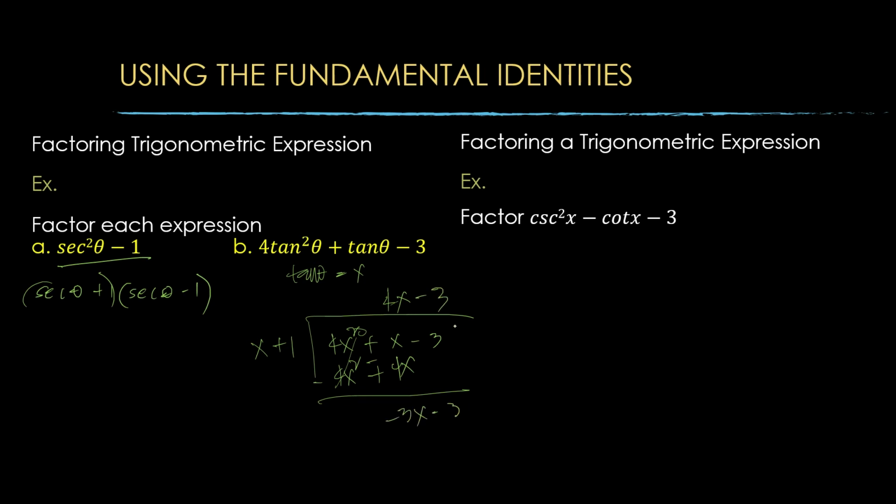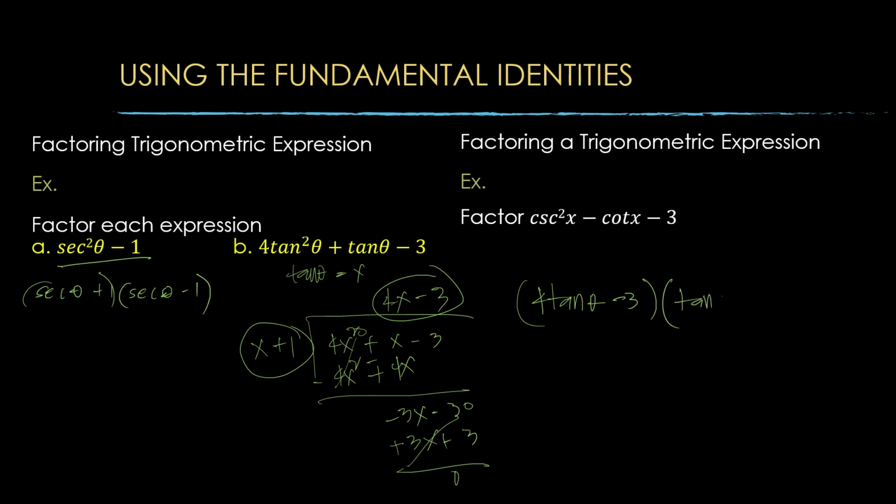Then we use negative 3 here. Negative 3 times x becomes negative 3x, and negative 3 times 1 becomes negative 3. Then you subtract the subtrahend, so the sign convention reverses. If that's negative, it becomes positive, and you cancel those out. Therefore, the factors are x plus 1 and 4x minus 3. Since our x is equal to tangent of theta, you'll be left with 4 tangent of theta minus 3 multiplied by tangent of theta plus 1.